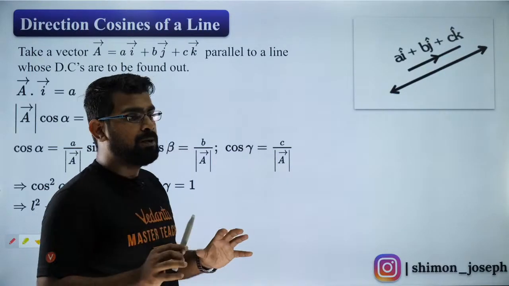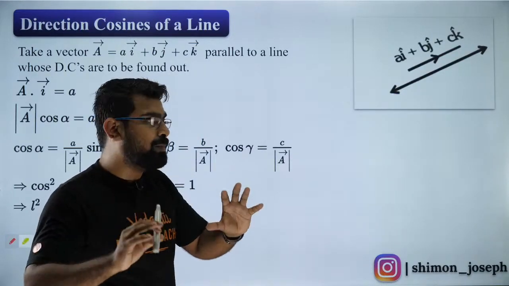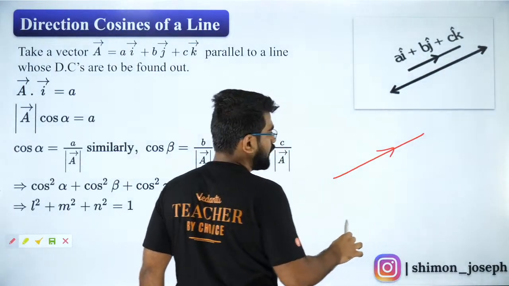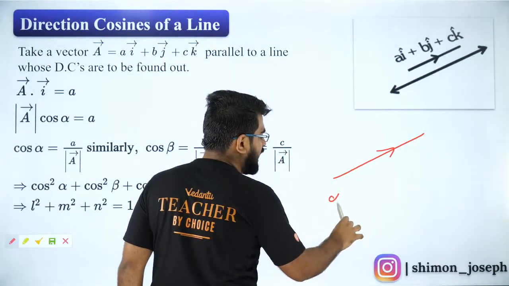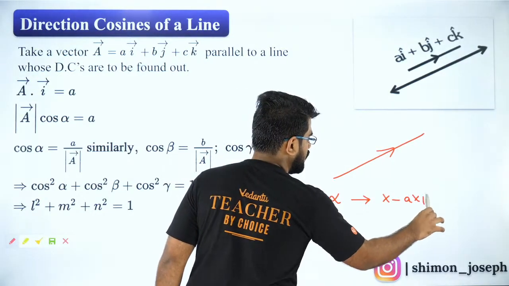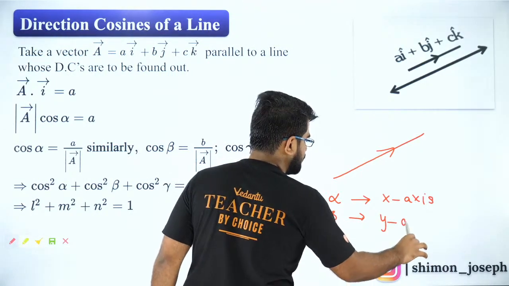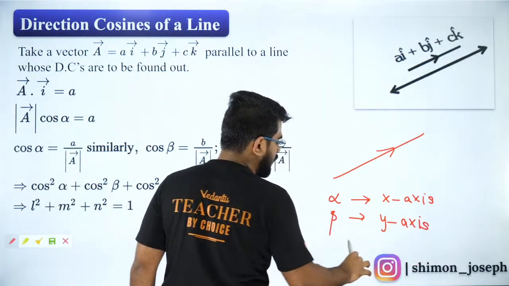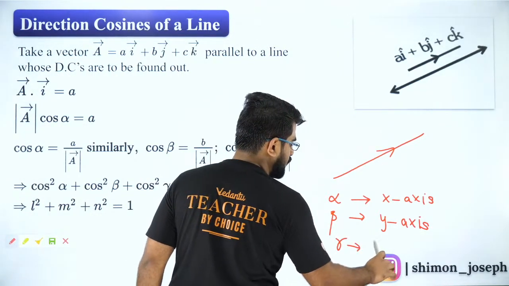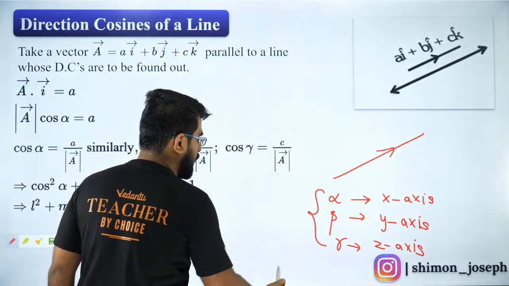Fantastic. Now let me explain it to you in a very simple manner. Let us say I have a vector like this, and this vector makes an angle alpha with the x-axis and beta with the y-axis, and let's say it makes an angle gamma with the z-axis. So these three angles are very important.